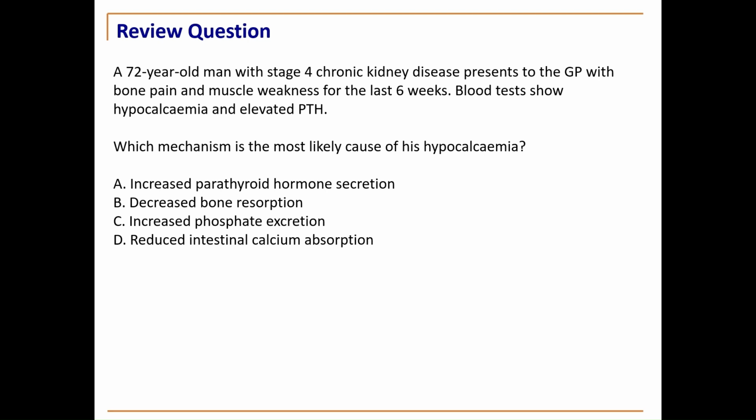So without even looking at the options, you know he's got chronic kidney disease. You know in chronic kidney disease you can't make vitamin D effectively, and that drives the hypocalcemia. The hypocalcemia drives the PTH. So what is causing the hypocalcemia? It's a lack of vitamin D. What does vitamin D do? It absorbs calcium in the gut. So the answer is D, reduced intestinal calcium absorption due to vitamin D deficiency.